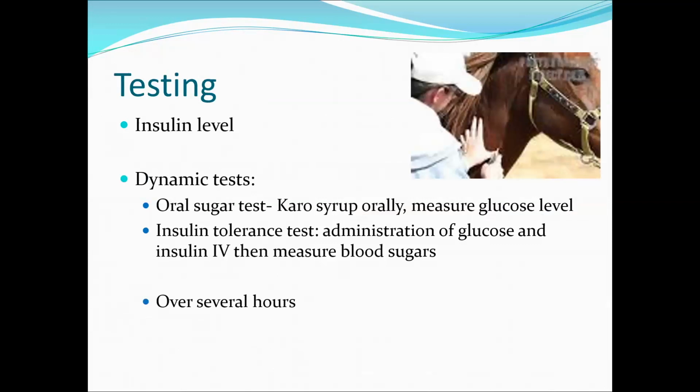All right, so how do we know? We get an idea based on looking at them, and then we know for sure by testing them. What are we testing? We're testing that insulin level. All right, so would their insulin level be high or low?